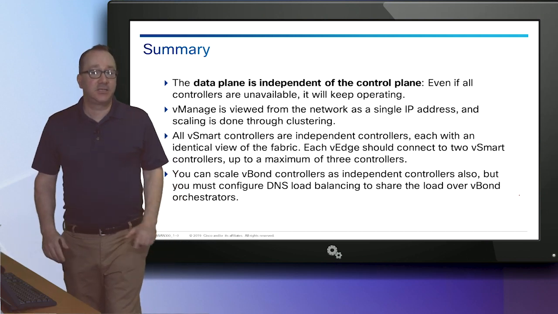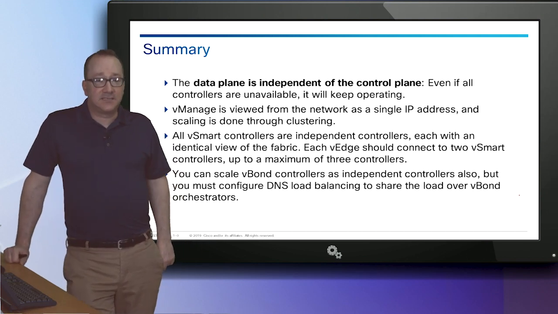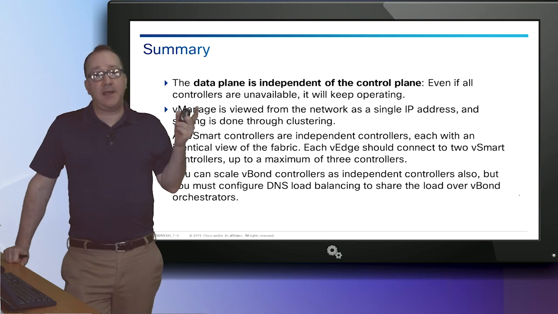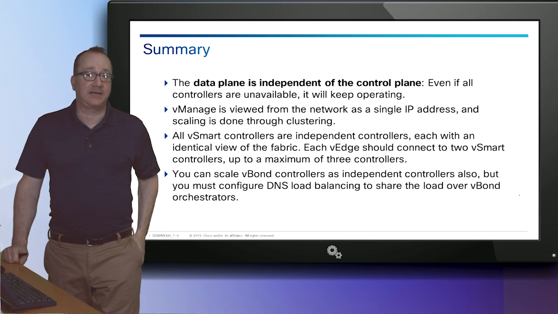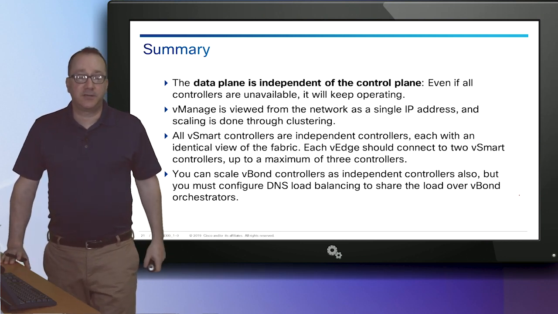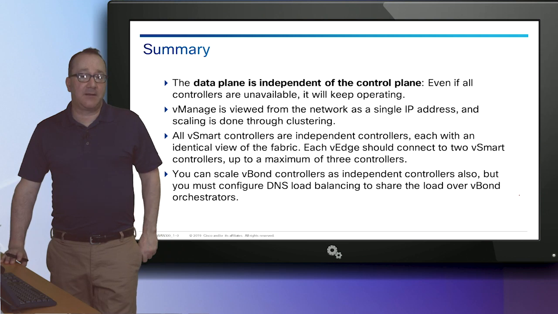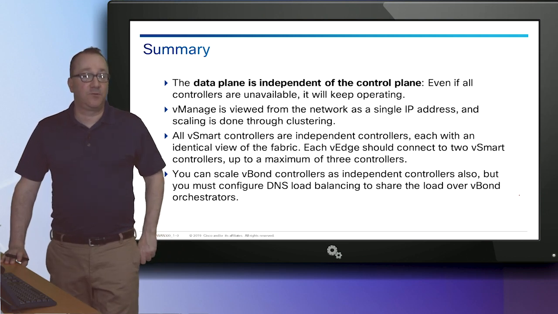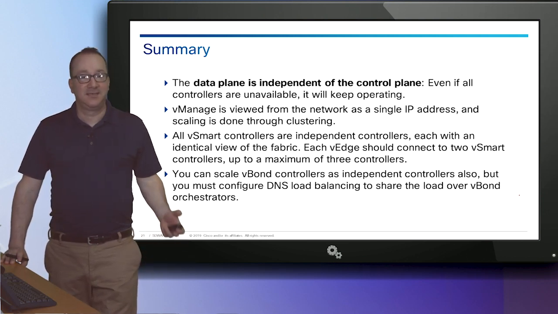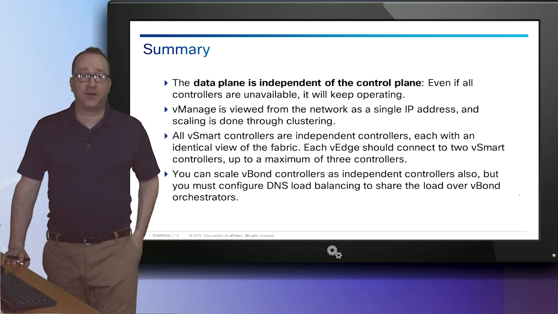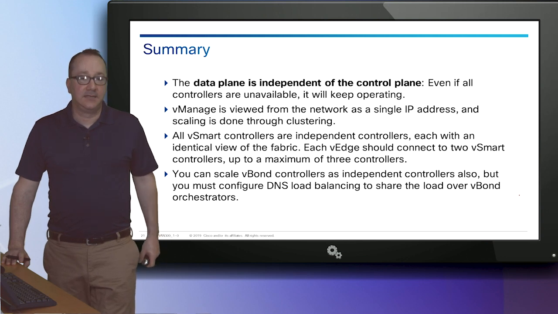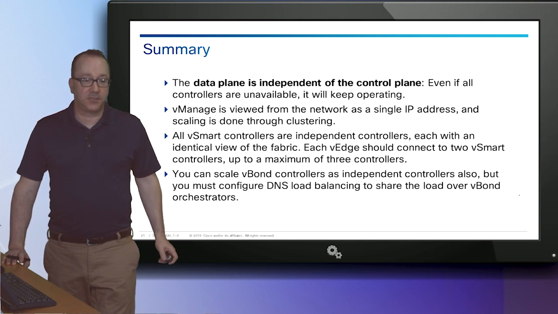vManage is going to be viewed from the network as a single IP address, and scaling is done through clustering. So you're going to have one virtual IP address you're going to connect to, and it's going to take you to the vManage that's active. Okay? All vSmart controllers are independent, each with an identical view of the fabric. Each vEdge is going to be connecting to at least 2 controllers. Well, at least 1, but ideally, when you do a show control connections, we should see at least 2 sessions there. And you can scale the vBond controllers as independent controllers also, but you're going to have to configure load balancing to share the load over the vBond orchestrators.